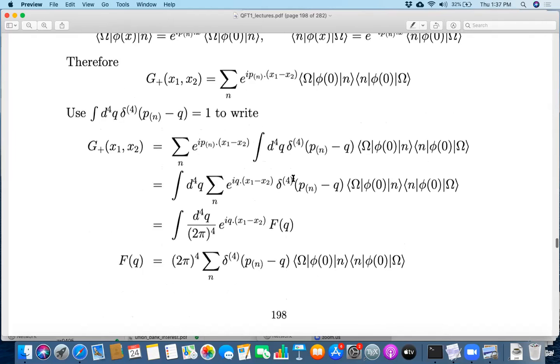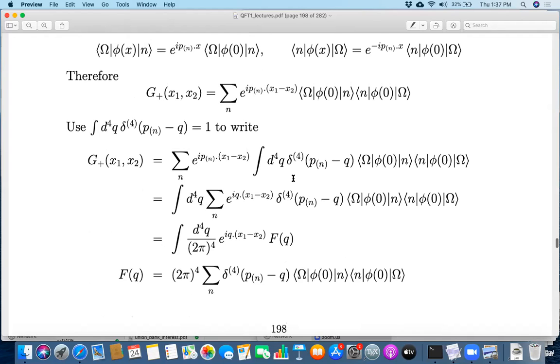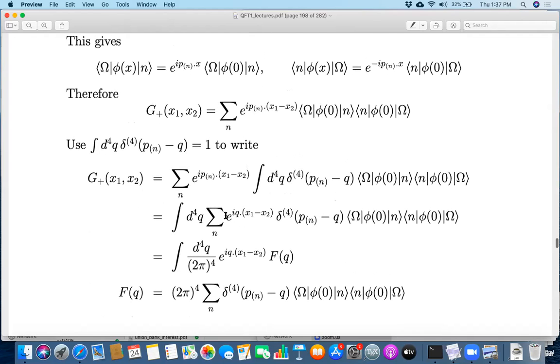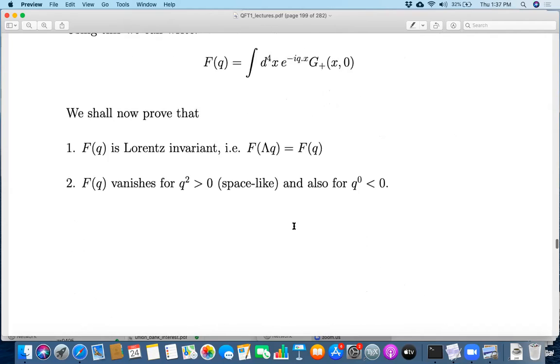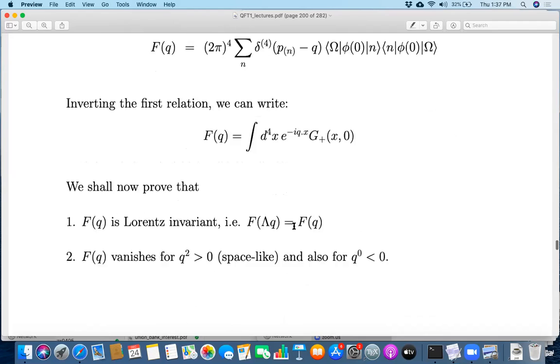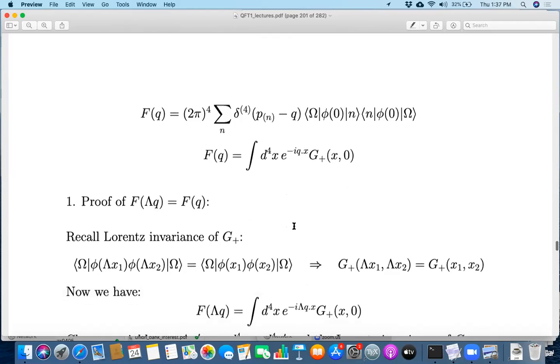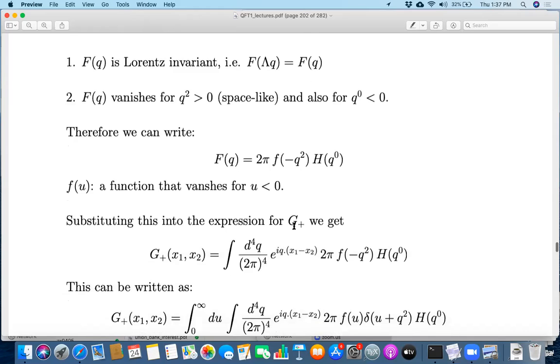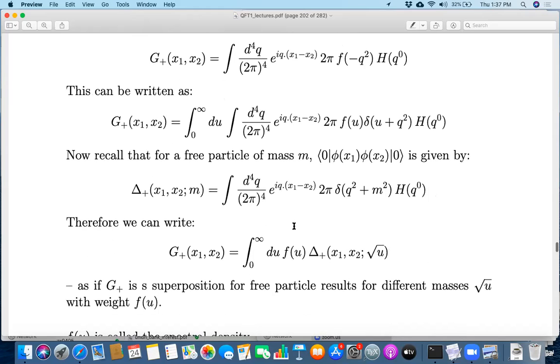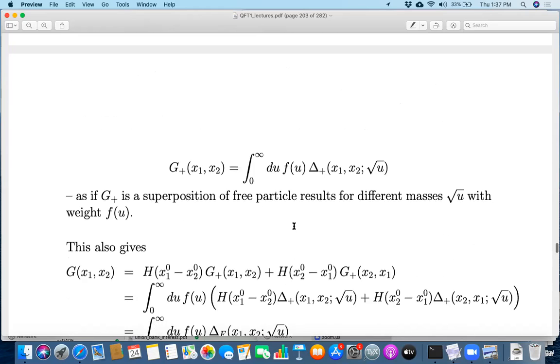We basically, this is just you introduce a complete set of intermediate states, right? And then we looked at the effect of the single particle states. Let me see where that is. Yeah, this is also completely general.